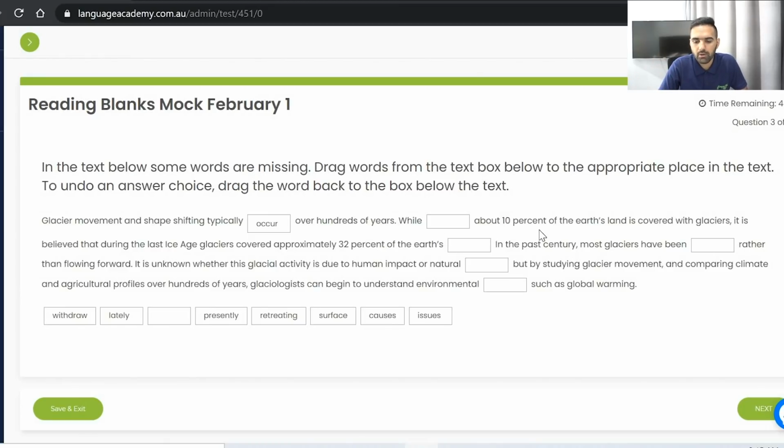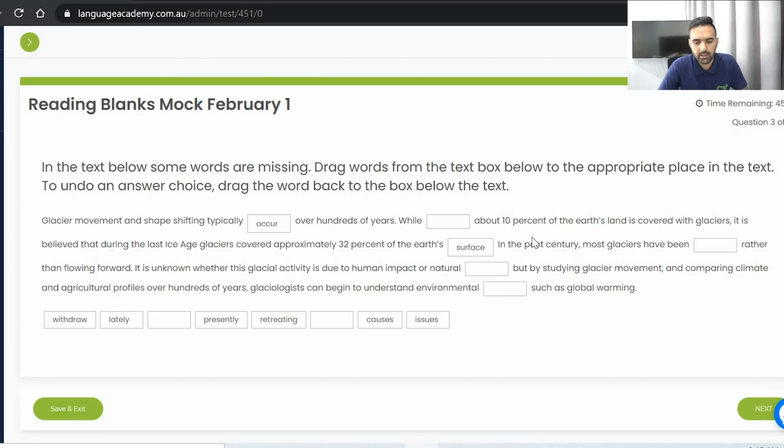While dash about 10% of the Earth's land is covered with glaciers, it is believed that during the last ice age, glaciers covered approximately 32% of the Earth's dash. What will they cover? Of Earth, let's say water is covering 32% of the Earth's surface. By default, this is the right answer. Easy one to figure out.